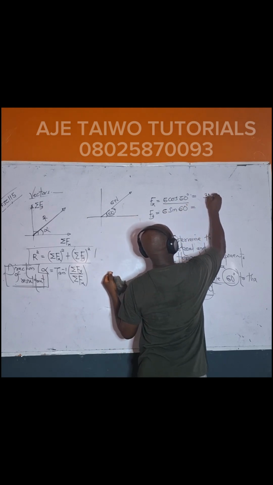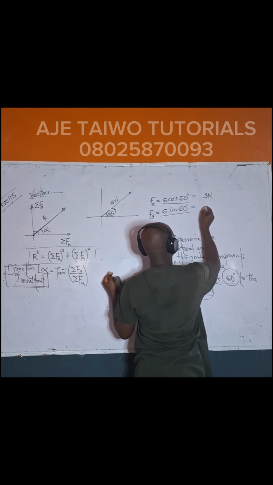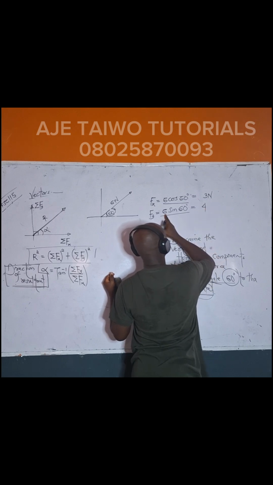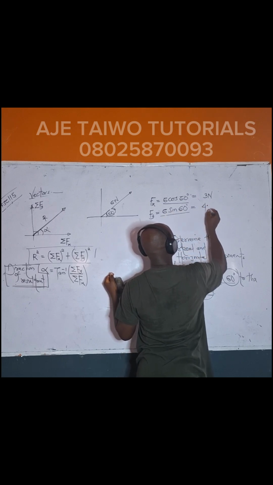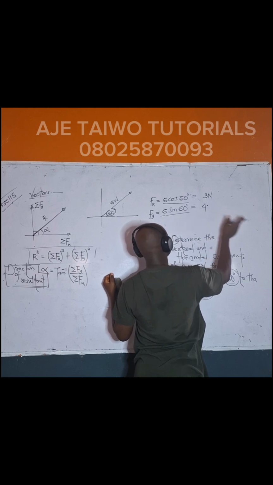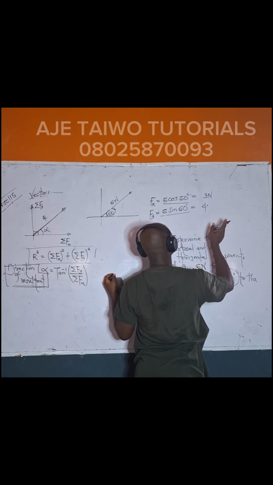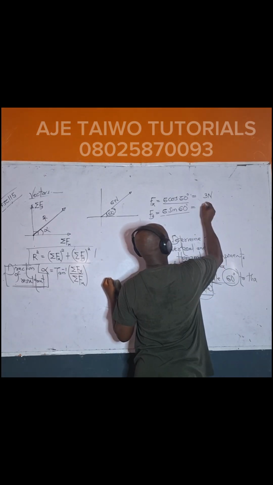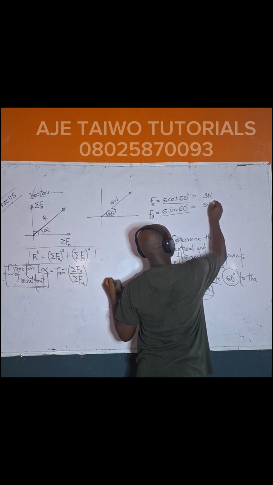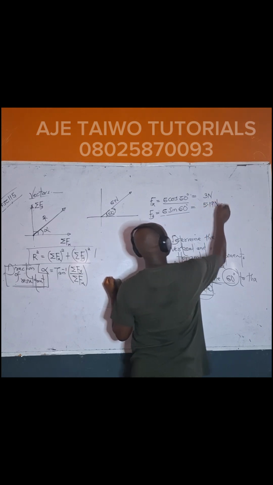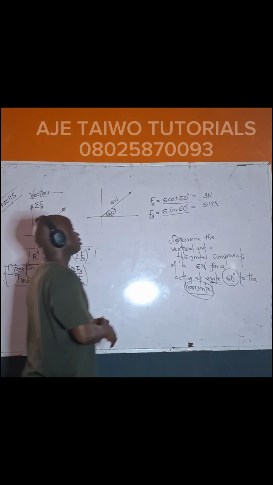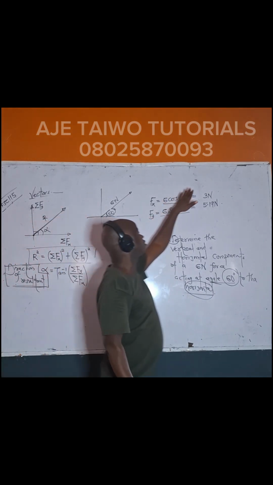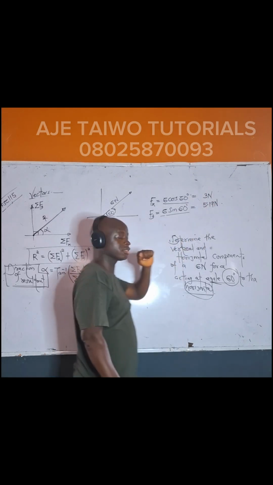Yeah, please punch this for me, class. 6 Newtons. Punch this for me. 6 sine this, 4 point what? And break it down. 5.2. 5.19 is okay. Good. These are the horizontal and vertical forces.